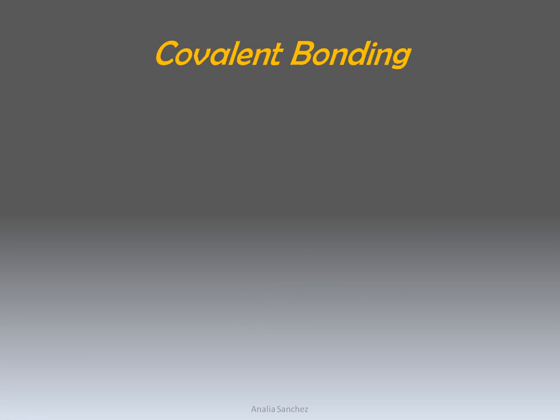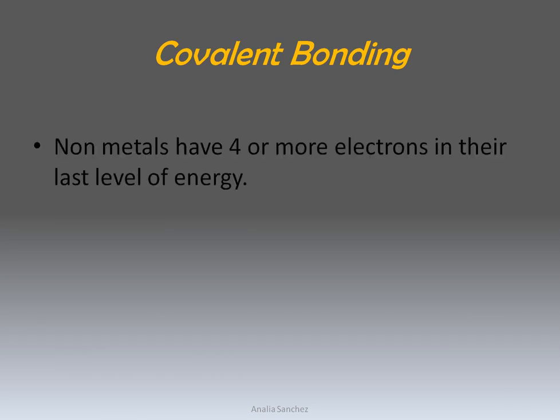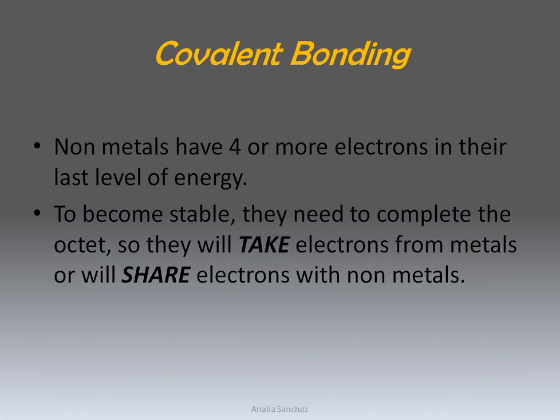Covalent bonding forms when two nonmetals get together to form a compound. Nonmetals normally have 4 or more electrons in the last level of energy, so they will share electrons with another nonmetal. Remember that in ionic bonding, the nonmetals are the ones that take the electrons. In this case, there is no transfer of electrons, only a sharing of electrons for both of them.